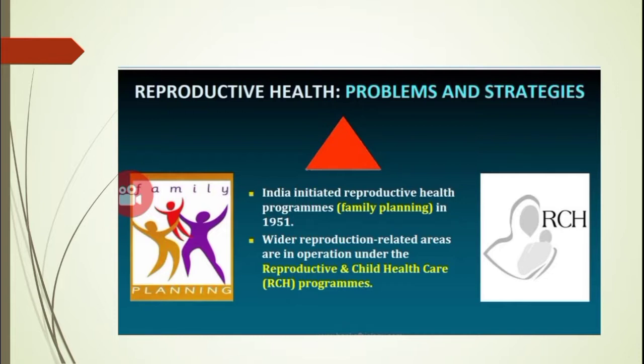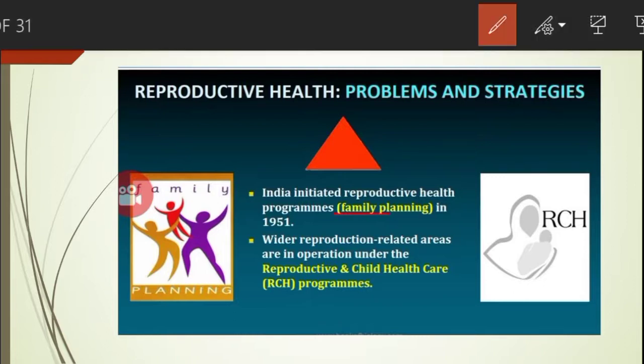Starting with the first topic, that is reproductive health problems and strategies. India was amongst the first few countries to initiate action plans and programs at the national level to attain total reproductive health as a social goal. These programs were called family planning and were initiated in 1951.